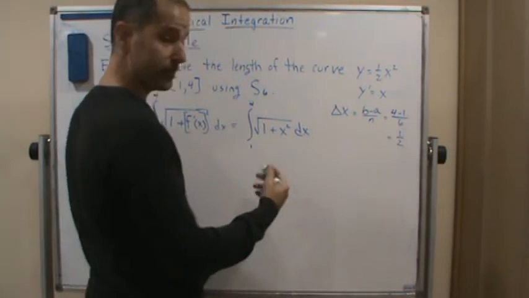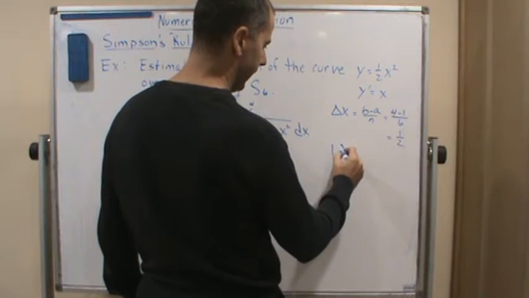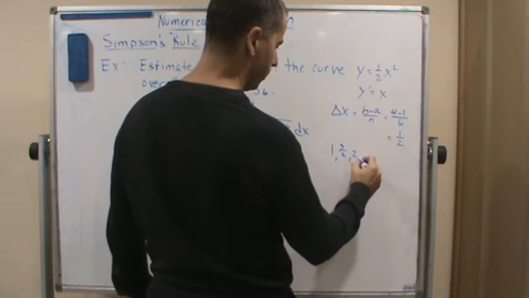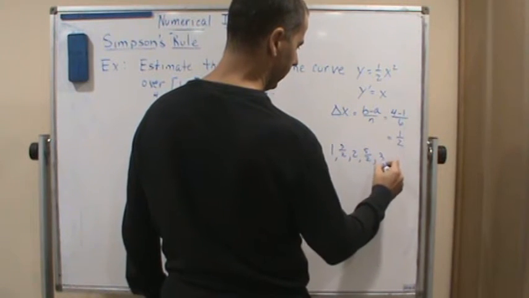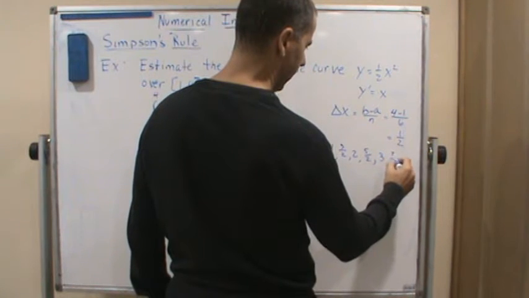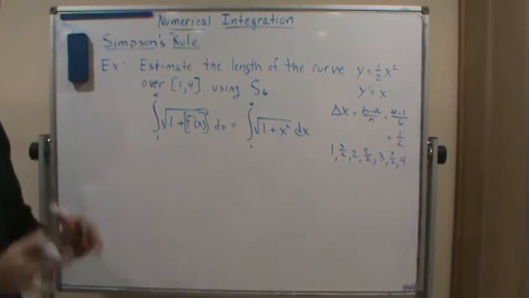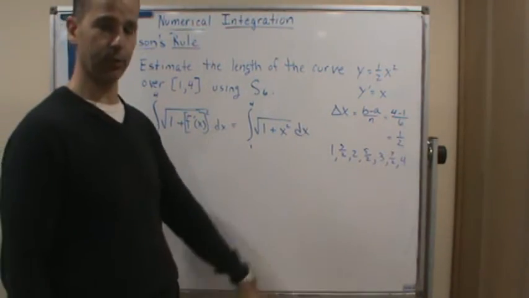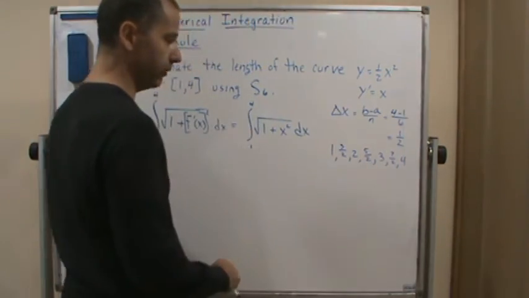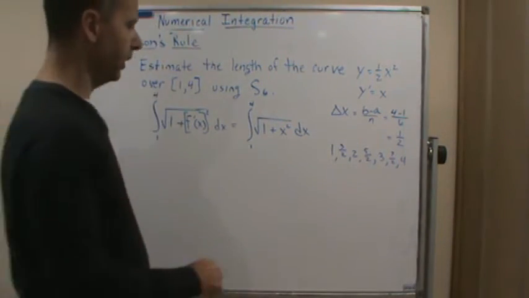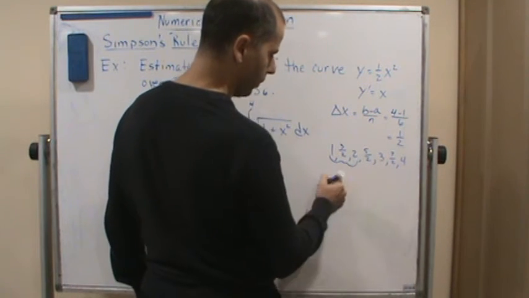So what are the endpoints that we're going to be using for this? It's going to be 1, 3/2, 2, 5/2, 3, 7/2, and 4. Now, I didn't write out all the subintervals just for the sake of time and room, but these are the endpoints that we're going to be using for Simpson's rule. So we're going to use the first 3, and then the second 3, and so on.